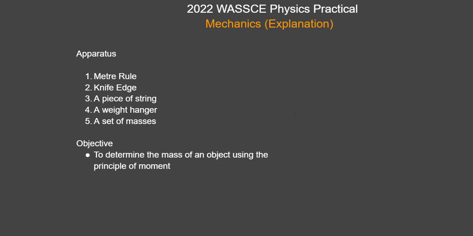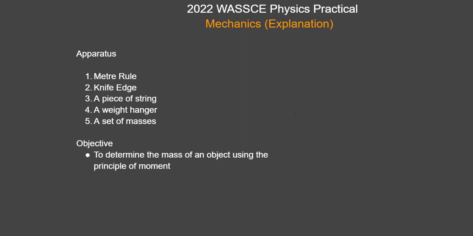The piece of string could be a single string which you might be asked to split into two, or it could just be a single string which is meant for just a mass. But we are going to look at an example that will throw more light on what you're expected to do. So let's talk about the objective.